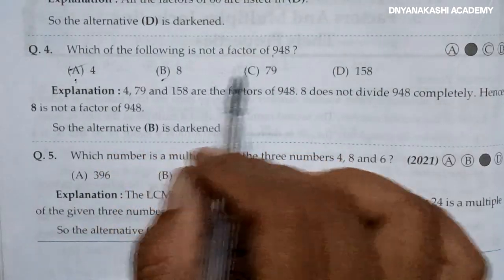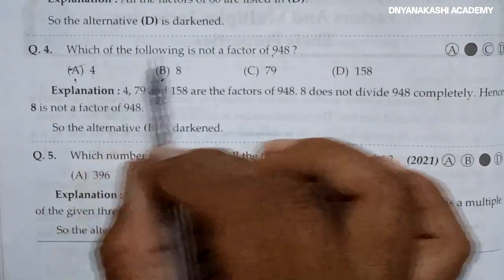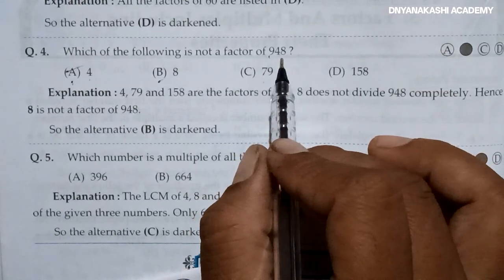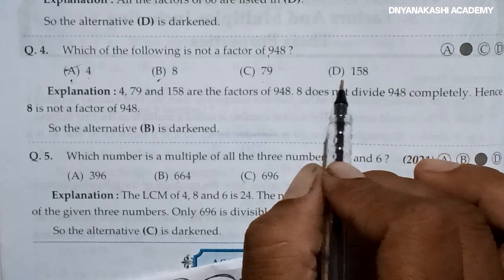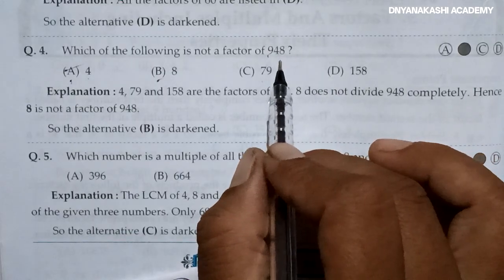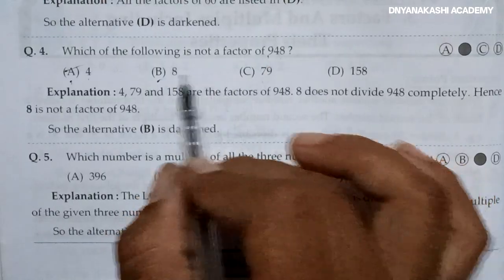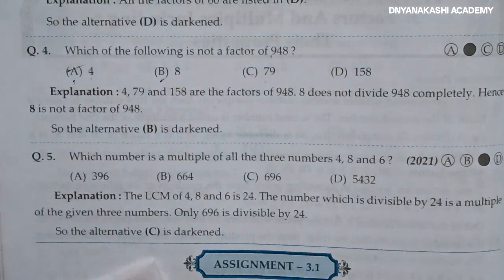Which of the following is not a factor? It means 4 is divisible into 948, 79 is also a factor of 948, and 158 is also a factor of this number, but 8 is not completely divisible into this number. That's why the correct answer is 8.